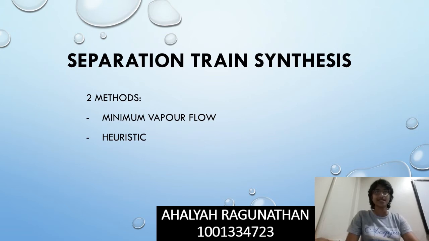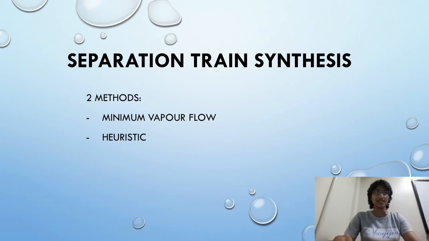The sequence in which the products are separated is very important for several reasons. This can be determined from 4 methods, which are marginal vapor flow, minimum vapor flow, heuristic, as well as annualized cost. We will be discussing minimum vapor flow as well as heuristic.